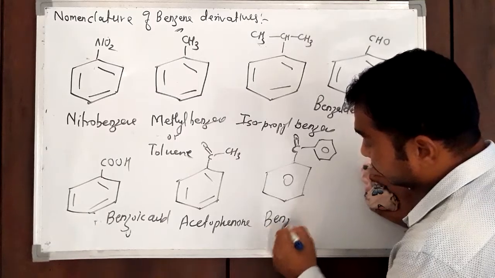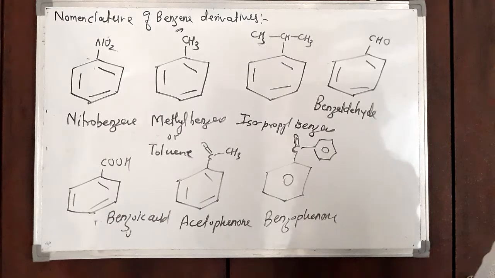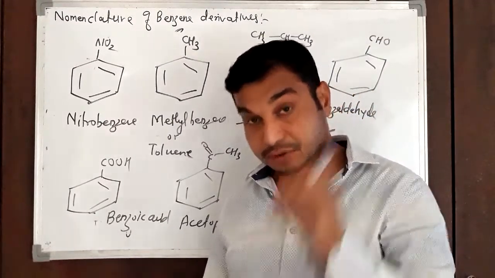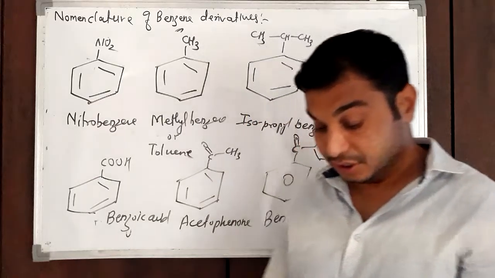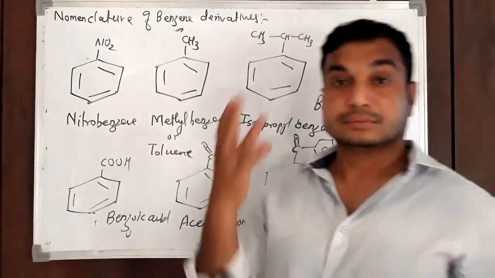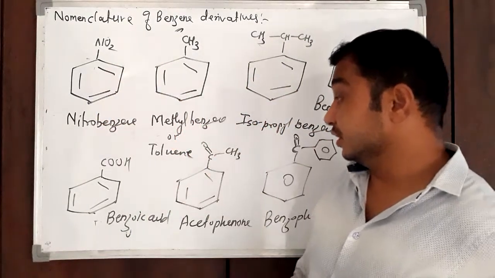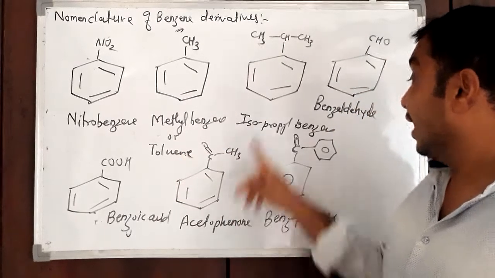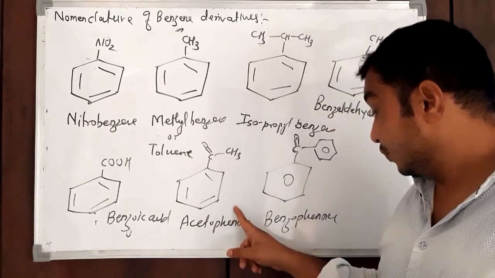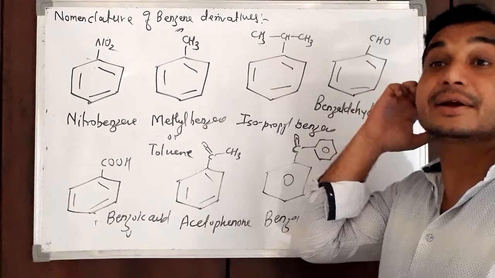Benzophenone. These are examples of monosubstituted benzene. How are they obtained? They are obtained by replacing one hydrogen atom of the benzene ring by any atom or group of atoms, like chlorobenzene, bromobenzene, iodobenzene, nitrobenzene, methylbenzene or toluene, isopropyl benzene, benzaldehyde, benzoic acid, acetophenone and benzophenone. These are some examples of monosubstituted benzene.